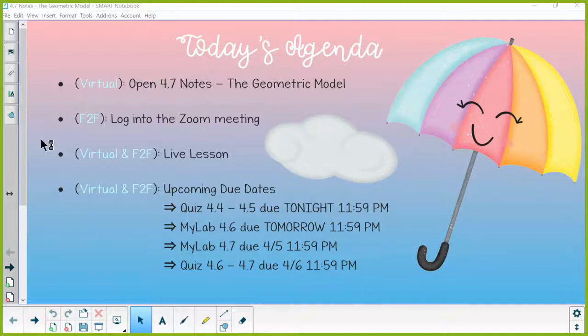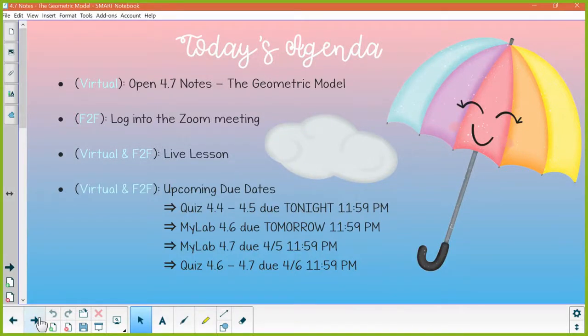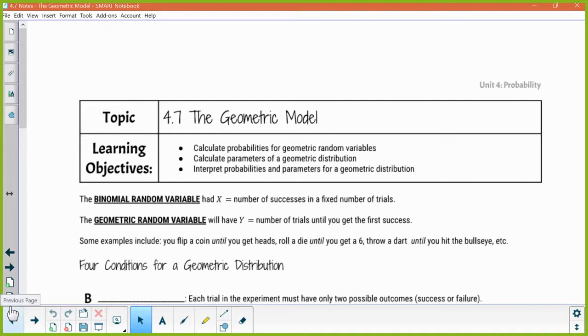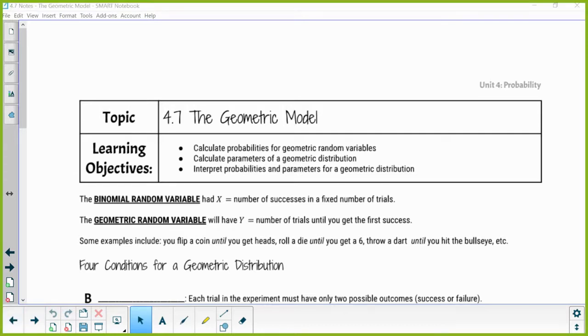So today we are going to talk about the geometric model, and that's going to look slightly different from our binomial model only in the realm of what it is looking for. So what does it want to find?